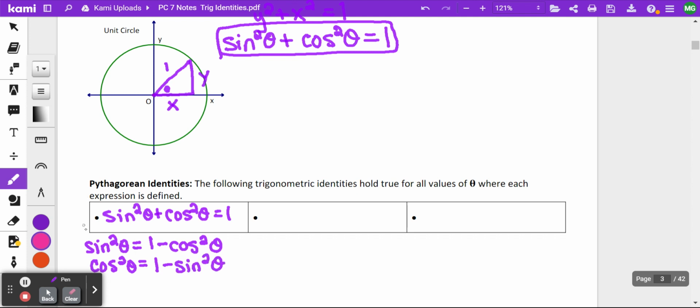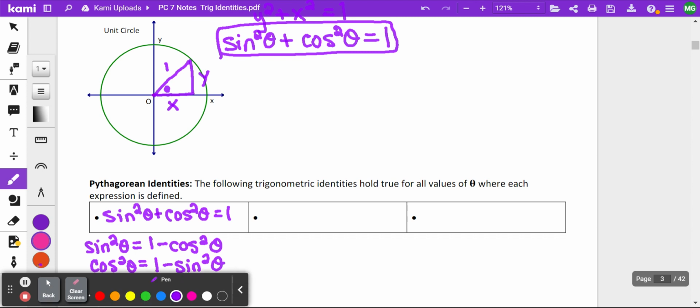Okay, so absolutely, you're going to need to memorize this, but also these are super important because they're going to come up over and over again. So the more you can memorize these, the better. Okay, so what else can we do here? Well, what if we took this equation and we divided everything by sine squared of theta? Let's look at what would happen.